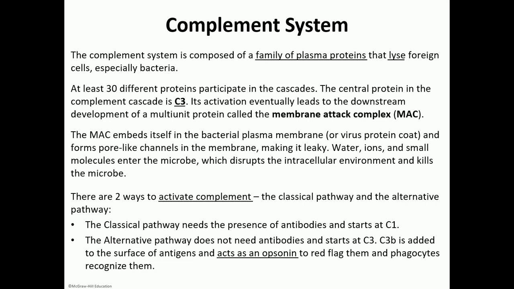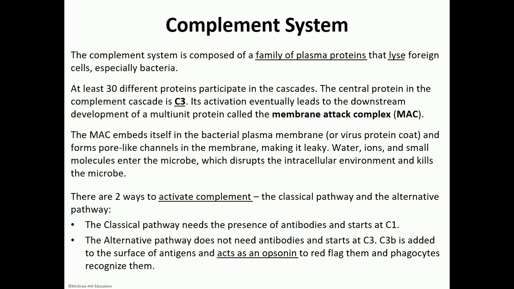There are two different ways to activate complement. You can start activation from C1, and that is known as the classical pathway. Know that C stands for complement, and because we have about 30 of them, we number them: C1, 2, 3, all the way up to 30. If you activate from C1, that is known as the classical pathway. In order to do so, you have to have an antibody to start this pathway.